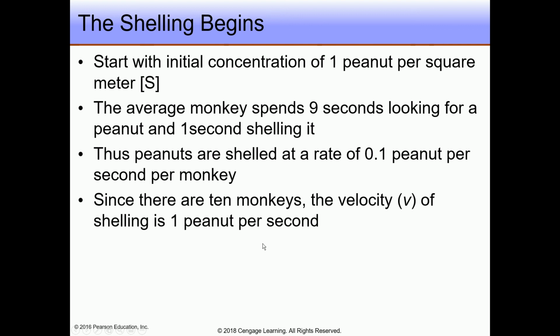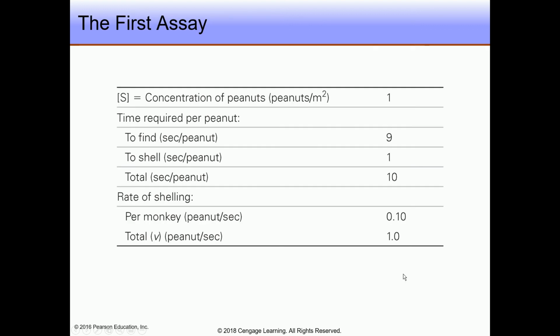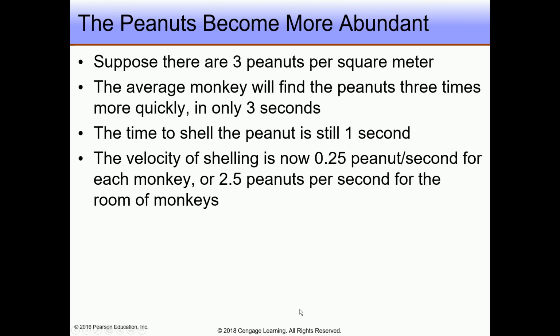Now suppose we increase the concentration of peanuts in the room. Earlier it was 1 peanut per square meter, now we make it 3 peanuts per square meter. Now because the peanuts have increased 3 times, the monkey is going to spend 3 times less time to find the peanut and then shell it, which means that on average every monkey is now using 4 seconds instead of 10 seconds in finding the peanut and shelling it.